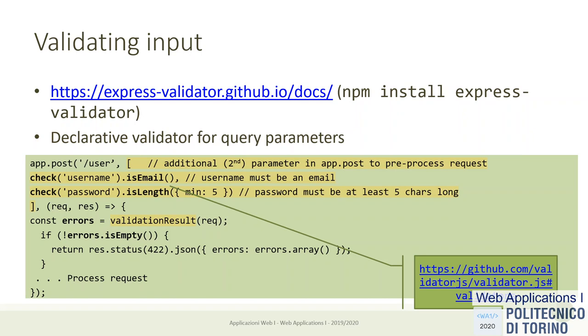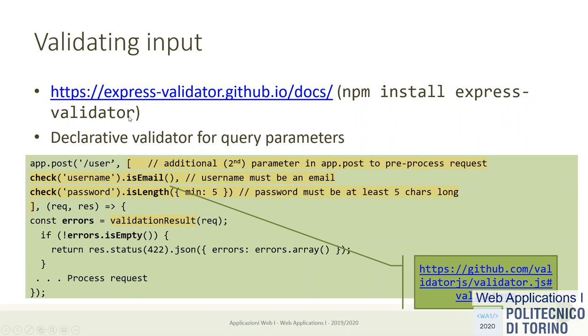Another interesting middleware that we can use in Express is for validating the inputs. In particular, to any request method, we can add a second parameter. The first parameter was the path, and the last one was the callback. But actually, we can add a new parameter, which is an array of checks to be validated. This of course requires another middleware, which is called the Express Validator.